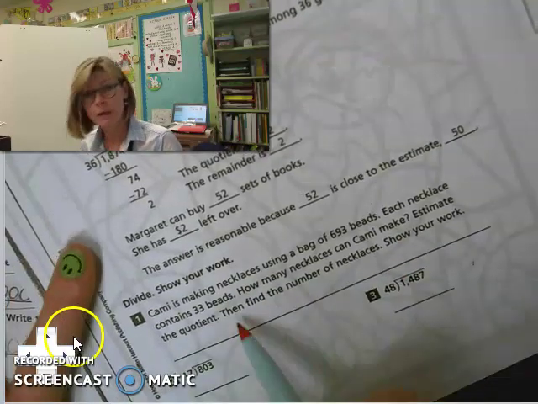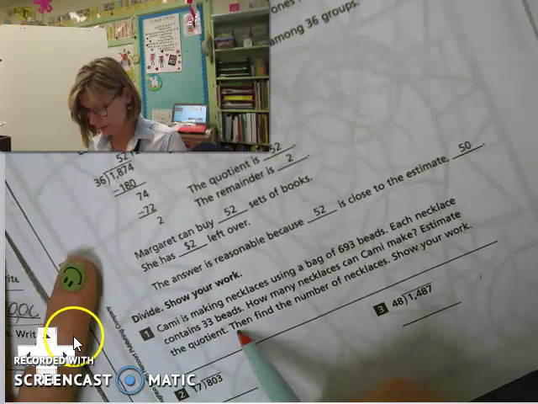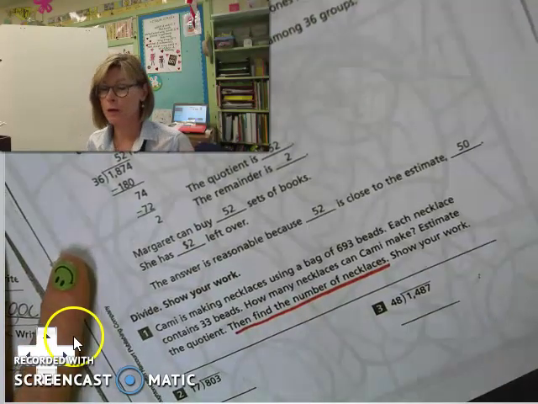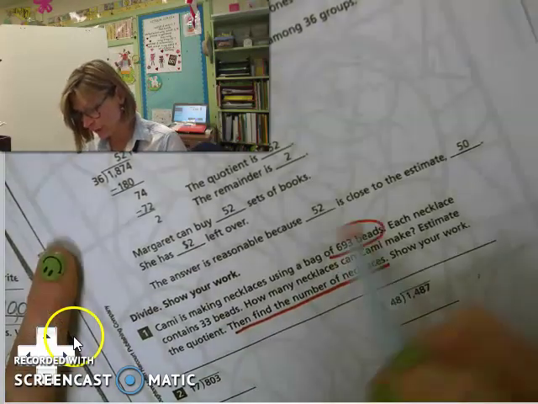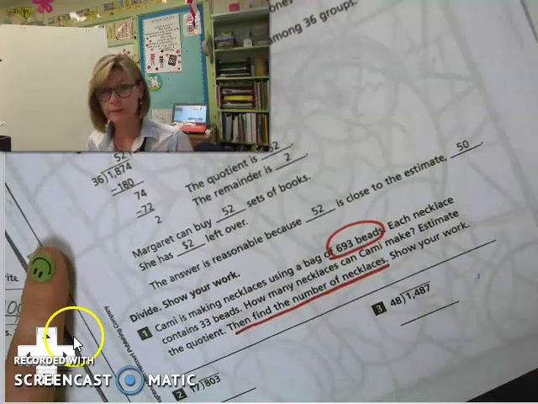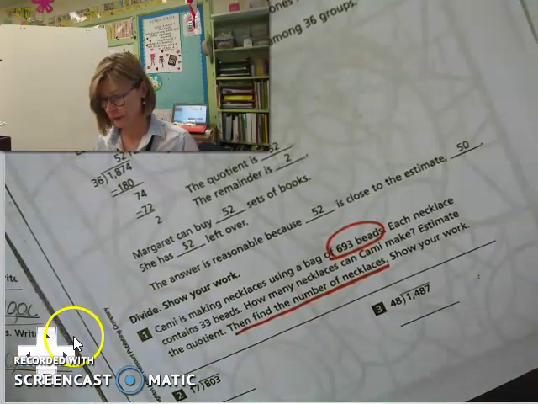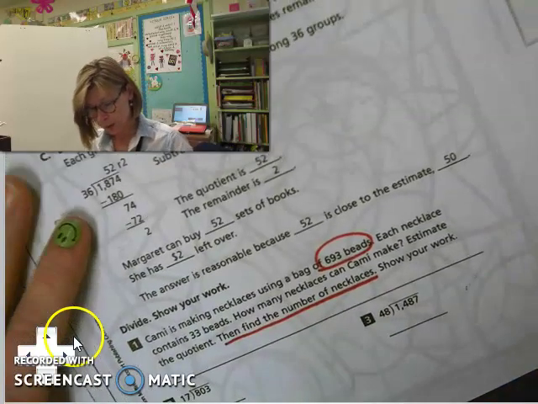All right, so I know the question that I'm going to be looking for to answer is find the number of necklaces that Cammie can make. So I can picture Cammie making necklaces, and she's got a bunch of beads. She's got 693 beads. And every time she makes a necklace, it's going to be 33 beads. So I can see I'm going to put 693 into groups of 33. So I'm going to write that problem down.